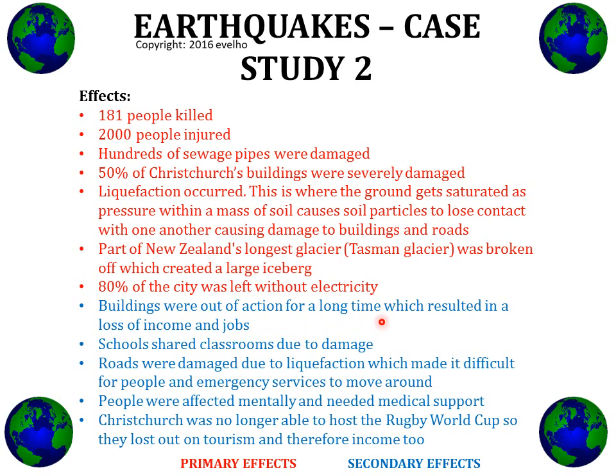Buildings were out of action for a long time, which resulted in a loss of income and jobs. Schools shared classrooms due to damage, and roads were damaged due to liquefaction, which made it difficult for people and emergency services to move around. People were affected mentally and needed medical support for this, and Christchurch was no longer able to host the Rugby World Cup, so they lost out on tourism and therefore on income too.